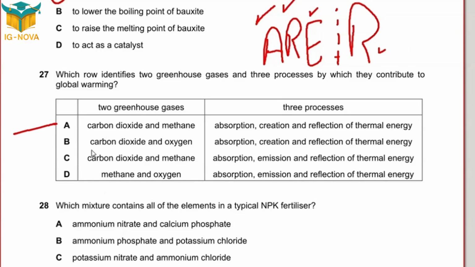Correct. Carbon dioxide, oxygen, wrong. Methane, oxygen, wrong. We need RR: absorption, emission, reflection. This one, absorption, creation, wrong. Absorption, emission, reflection, correct. But these are wrong anyway; from the beginning we said they are wrong. So we'll see.